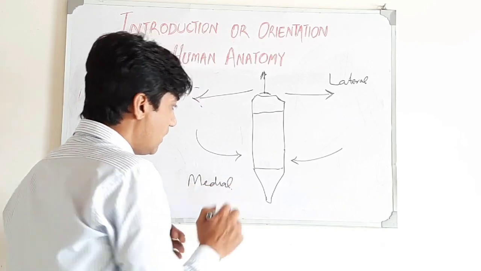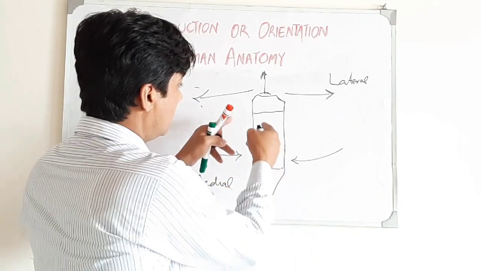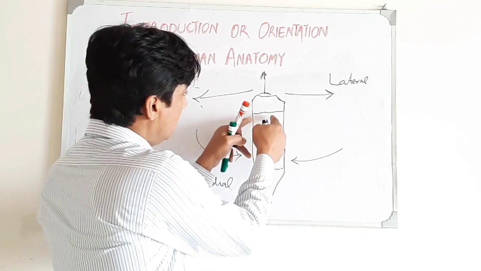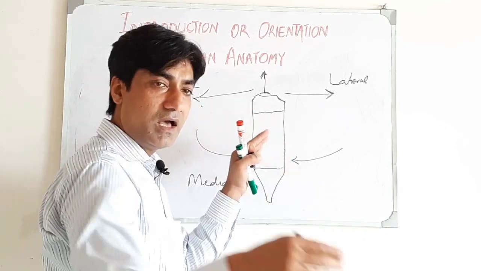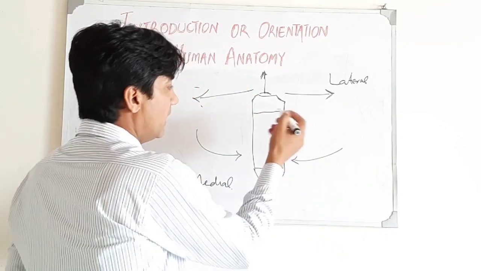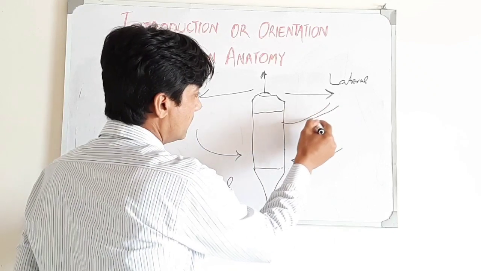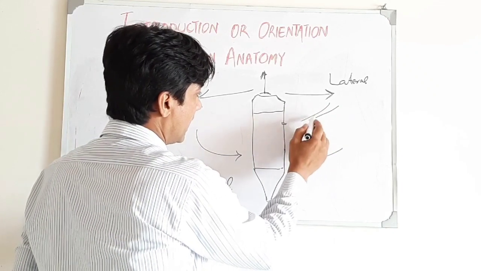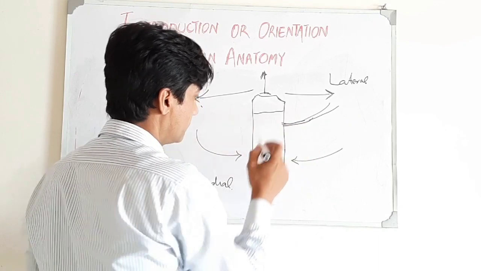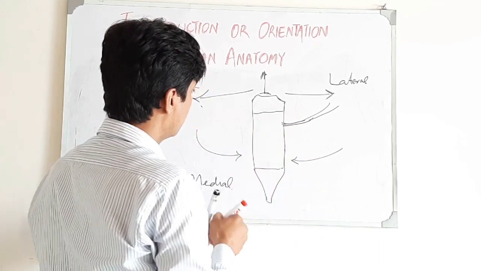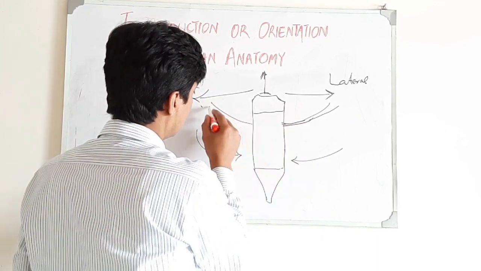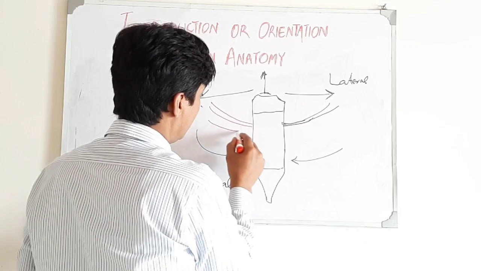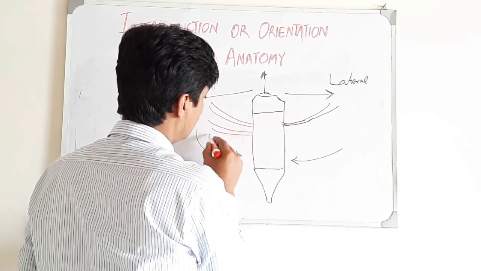What is medial to the sternum and what is lateral to the sternum? Here are the ribs attachment over here. The 12 pairs are attached to the sternum.